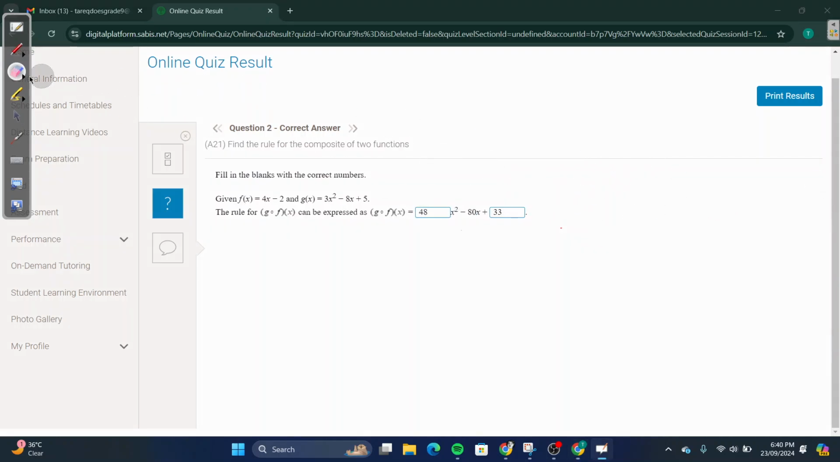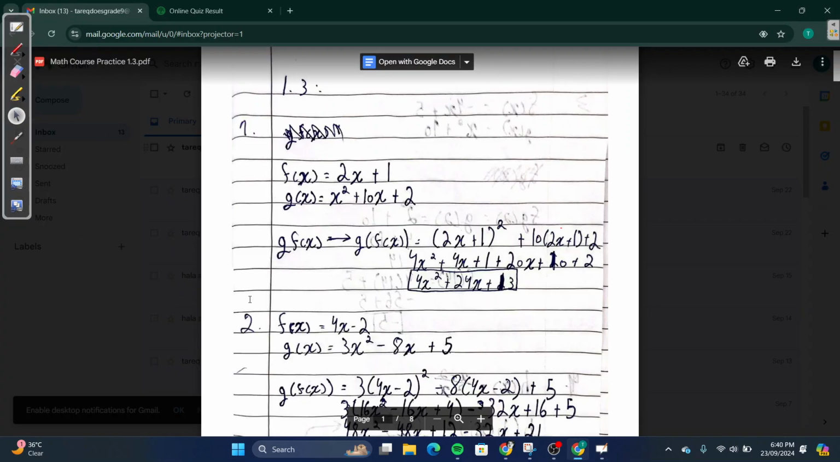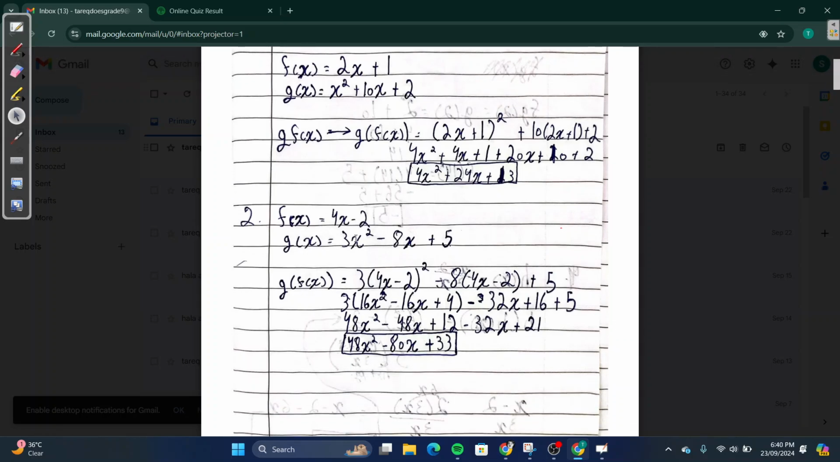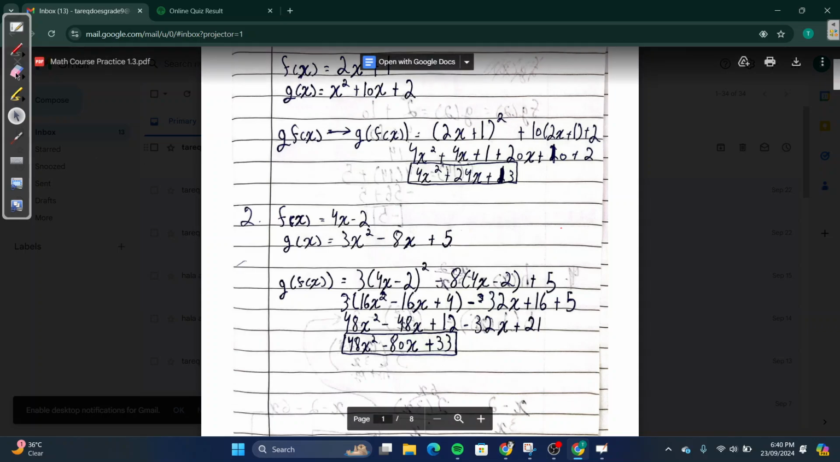Given f of x equals 4x minus 2 and g of x equals 3x squared minus 8x plus 5. Same thing. You take what they have given and you write it down. g of f of x, 3x squared. So you put your x here. Whatever we have x here, because it's x squared. Minus 8x. So again, you put 4x minus 2 instead of x. And plus 5. You expand this time by (a minus b) squared.